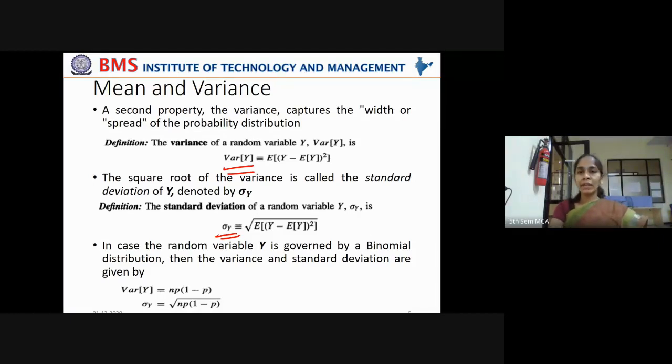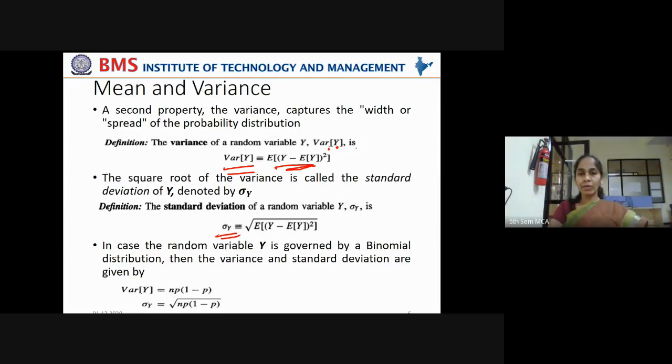Okay, now the variance of a random variable y, denoted by VAR of y, is represented as the mean of the squares of all the deviations of data points from the mean. I'm repeating again.